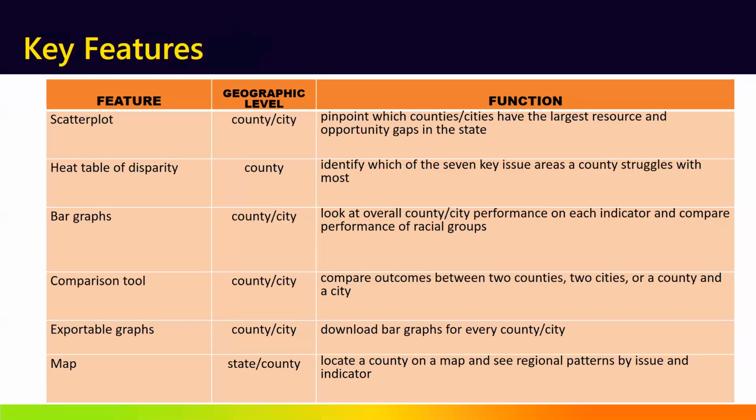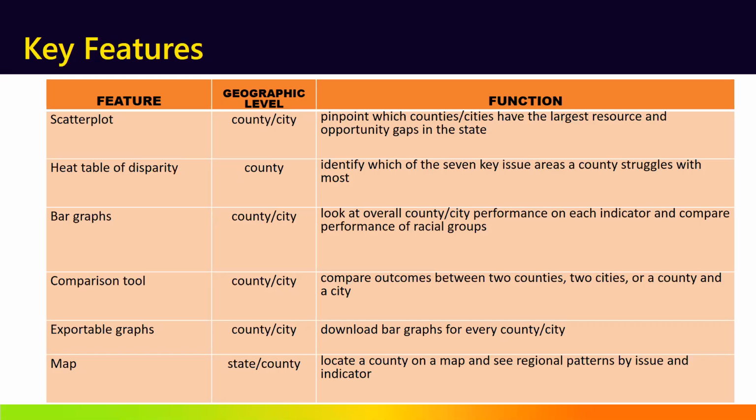When we think of our scatter plot, the analogy I like to use is that it allows users to look at the entire state from 30,000 feet in the air. This feature allows users to pinpoint which cities and counties have the largest resource and opportunity gaps in the state.